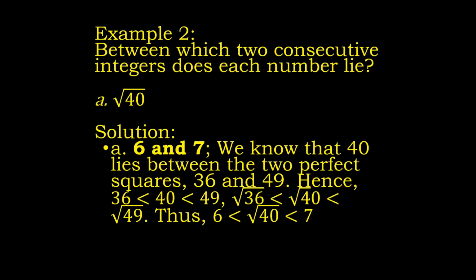Example number 2. Between which two consecutive integers does the number lie? We have here the square root of 40. We know that 40 is not a perfect square. So the solution is 6 and 7. We know that 40 lies between the two perfect squares, 36 and 49. Hence, 36 is less than 40 and 40 is less than 49. So therefore, the square root of 36 is less than the square root of 40, and the square root of 40 is less than the square root of 49. Thus, 6 is less than the square root of 40, and the square root of 40 is less than 7.